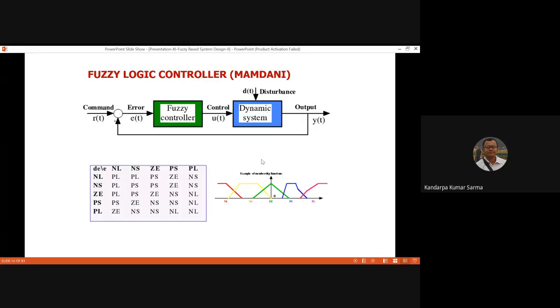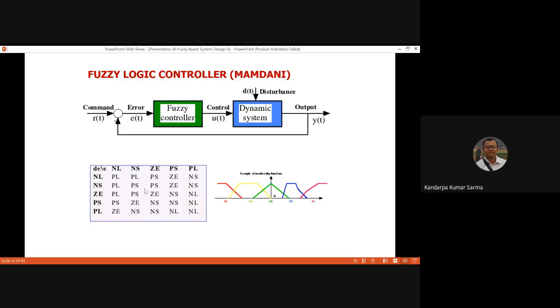we have a block diagram of this type, where we have a fuzzy controller here. Then there will be a dynamical system. The dynamical system will be receiving a control signal coming from the fuzzy controller. This dynamic system can have a disturbance signal coming as an input that will be generating an output signal. This will come back, and here in this differentiator or comparator will be combining with a command signal and generating an error signal E of T.